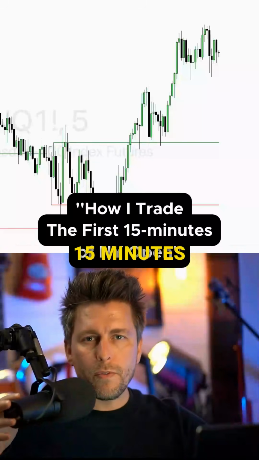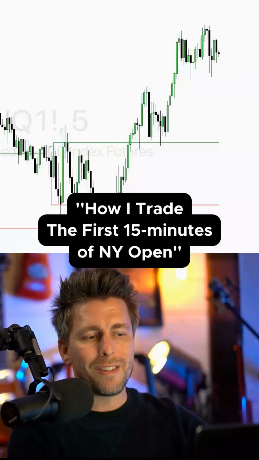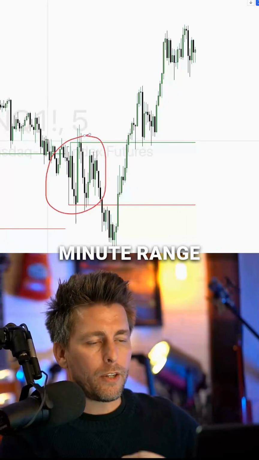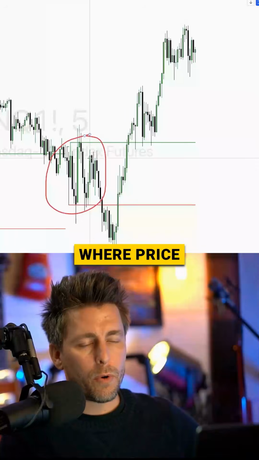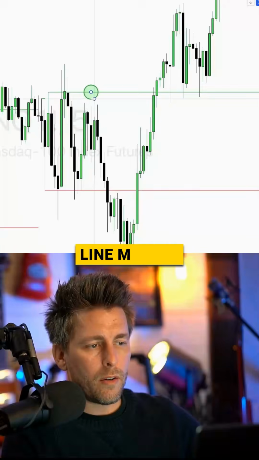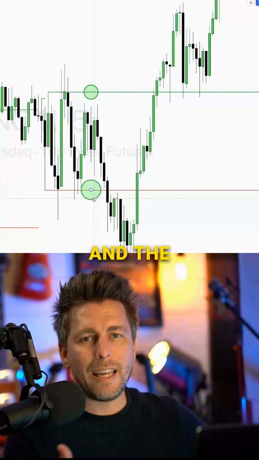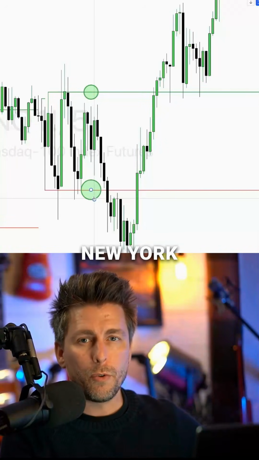Here's how I use the first 15 minutes of the New York session open to set my bias and catch massive high probability trades. In the next few minutes, I'm going to teach you why this 15-minute range acts as a blueprint as to where price is going to go. This green horizontal line moving across my screen and this red horizontal line represent the high and the low of the first 15 minutes of the New York session open.